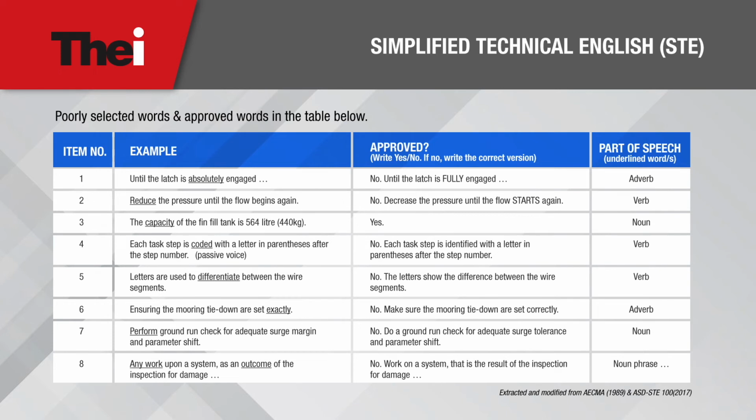Therefore, the ASD STE 100 specification comes in handy because we can easily pick the approved one from the controlled dictionary. Other words from items 4, 5, 6 and 7, such as coded, differentiate, exactly, etc., are not approved and must be replaced by the approved ones. In item 8, it's not a well-written one because of the improper use of wordings like any work. It's not clear. As, not a verb because you need a verb in a sentence. And outcome, this word is not approved. So, the final sentence has been rewritten as shown in item 8.